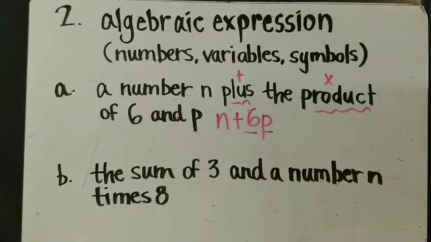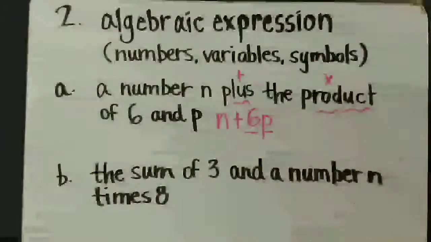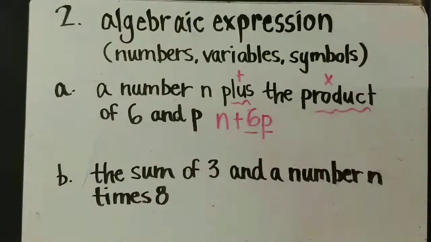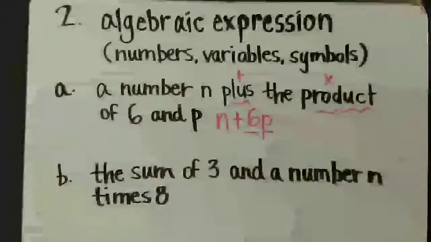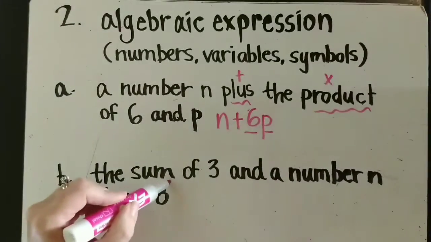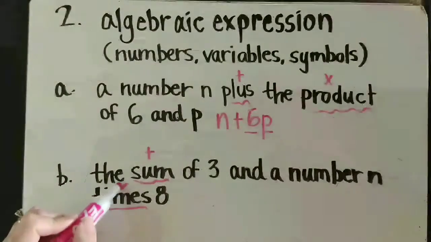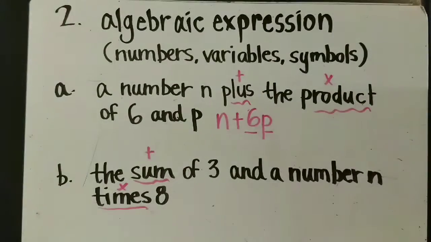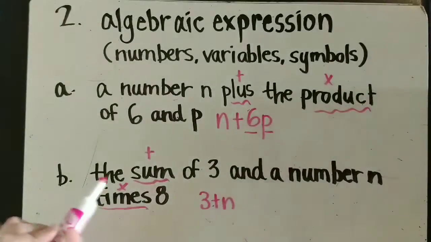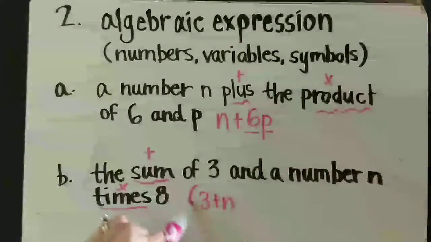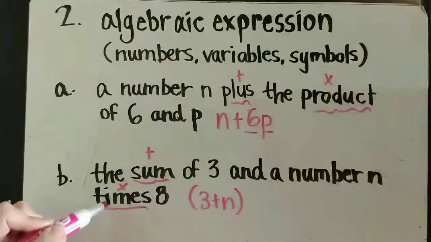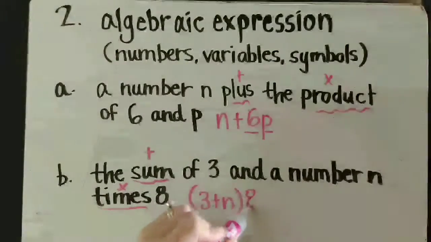Now I'd like for you to try letter B. The sum of 3 and a number n times 8. Let's pick out our operation words. Sum means addition, times means multiplication. So if we're talking about the sum of 3 and a number n, that's 3 plus n. And since we're talking about this sum, the whole sum is multiplied by 8.